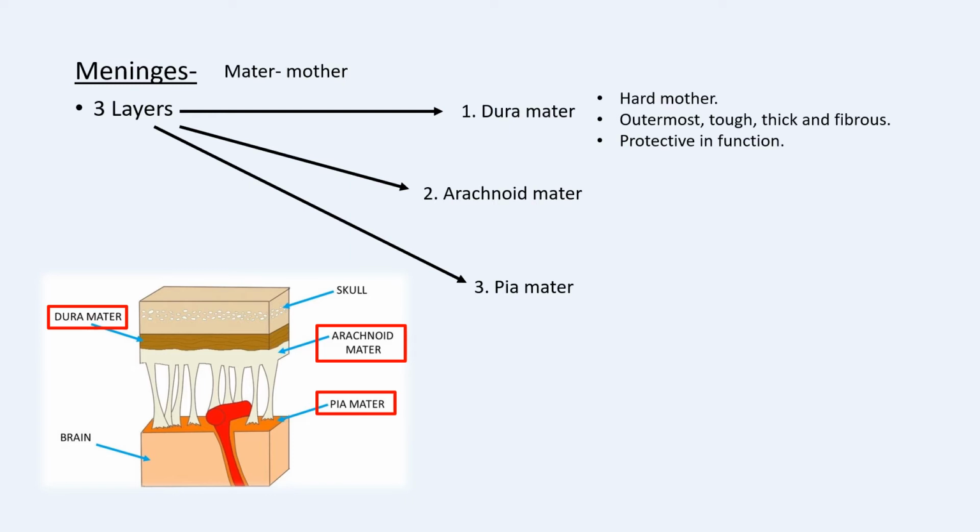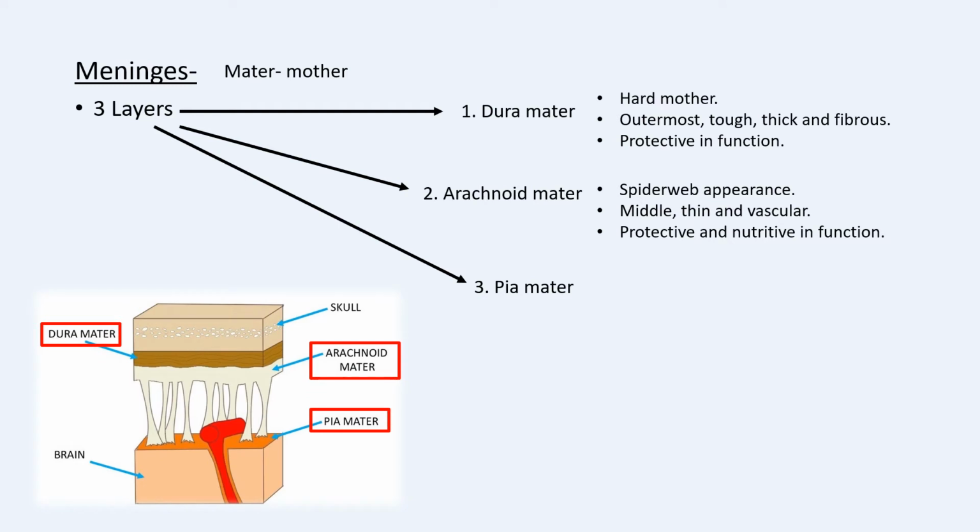The next layer is arachnoid mater. The word arachnoid in Greek means spider. It is named so as this layer shows a spider web appearance. This layer is the middle layer, and is thin and vascular. It is closely attached to the CNS, and is formed by reticular connective tissue. And it helps by providing nutrition to the brain.